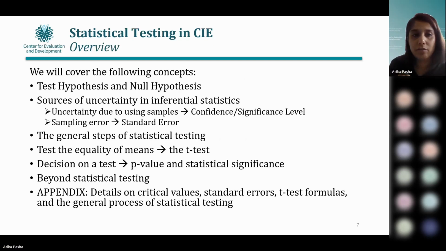So, to give you a brief overview of what we will cover and how we will cover it. First and foremost, we will talk about what the hypotheses are that we will test within our statistical testing. Then we will talk about the sources of uncertainty. There are two particular ones that we will talk about: uncertainty because we're using samples instead of the entire population, and errors that we make due to incorrect sampling. Then there are the steps of how statistical testing works.